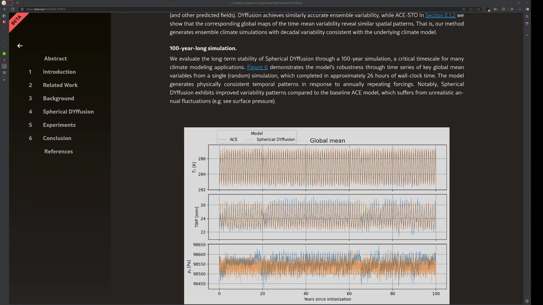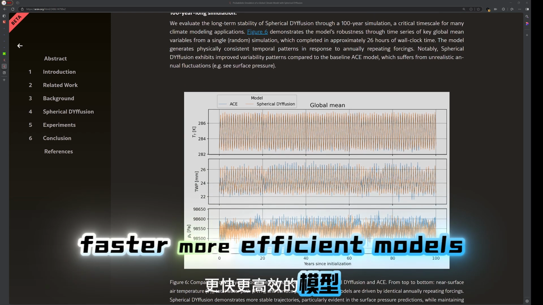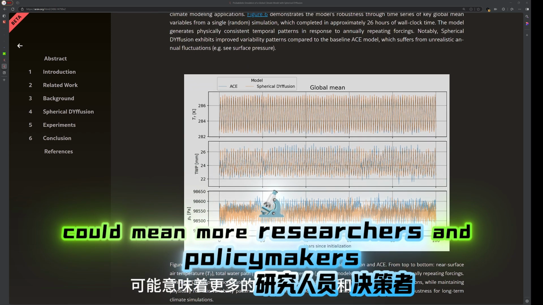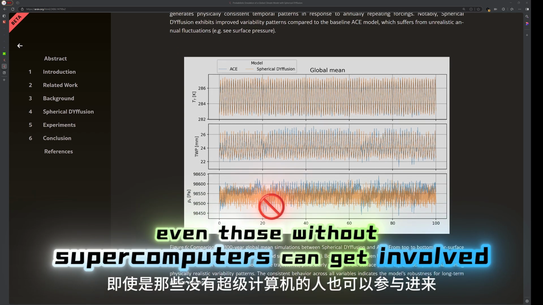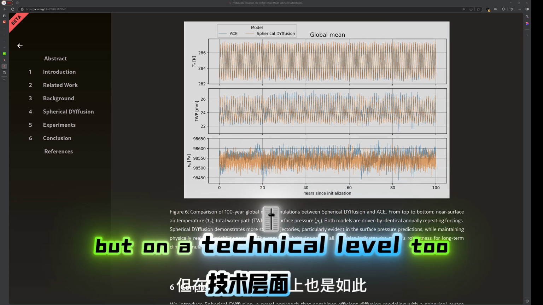You got it. And it's not just about speed, it's about accessibility. Faster, more efficient models could mean more researchers and policymakers, even those without supercomputers, can get involved. So we're democratizing climate science, but on a technical level too.